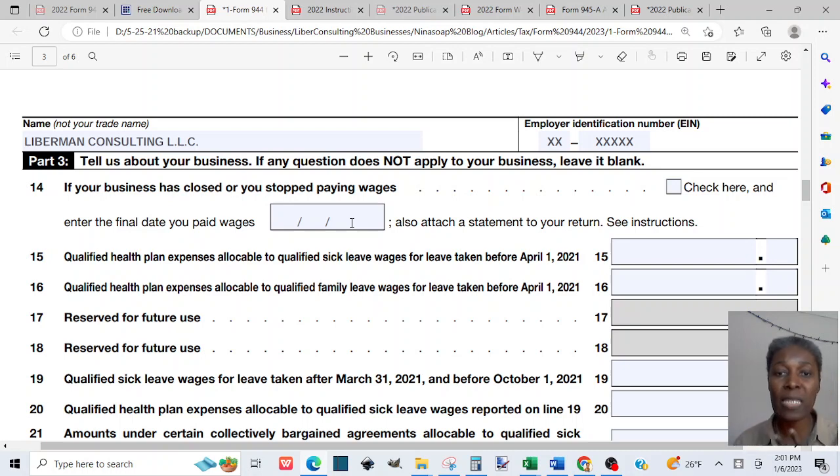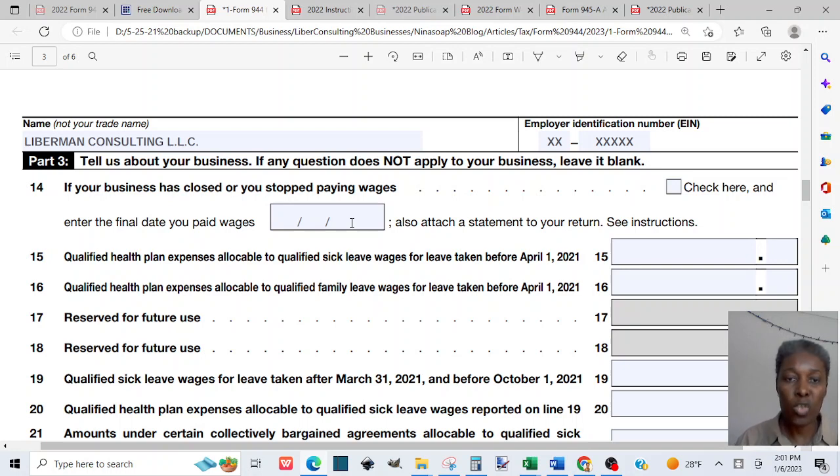And then the new business owner will file Form 944, Form 941, or whatever is required from that business owner, to report the last 9 months of that year that the person acquired your business.